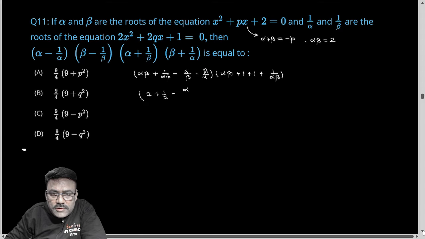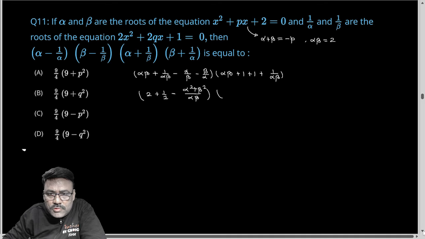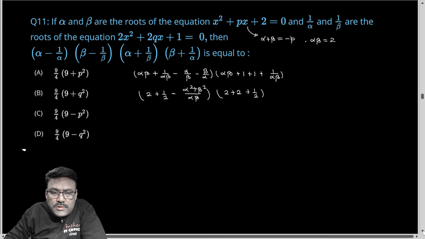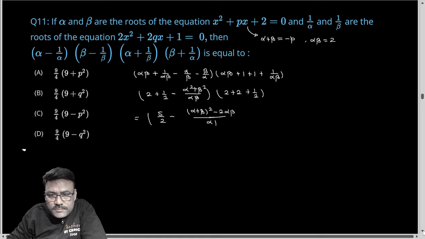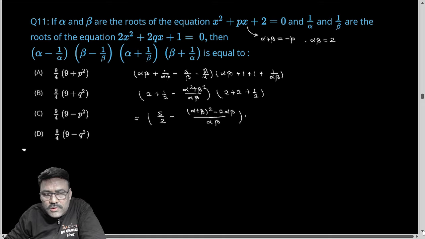Here minus taken common, so it is alpha square plus beta square by alpha beta. Alpha beta is 2, so you are getting 2 plus 2 plus 1 by 2. So now it is 5 by 2. Now alpha square plus beta square can be written as alpha plus beta whole square minus 2 alpha beta over alpha beta. And here you are getting 4 plus 1 by 2, so 9 by 2. So now you are getting 9 by 2, then 5 by 2.